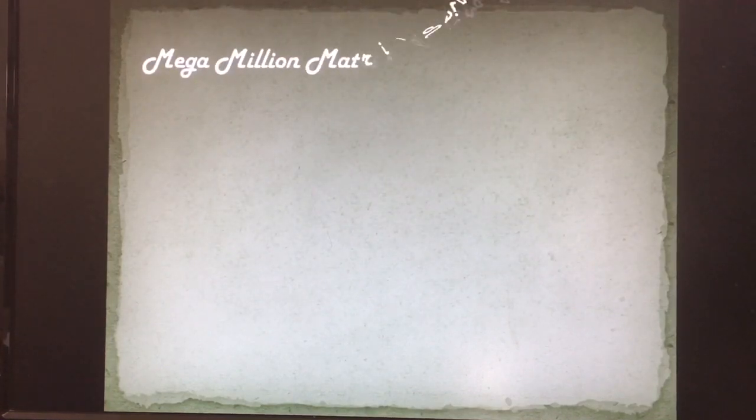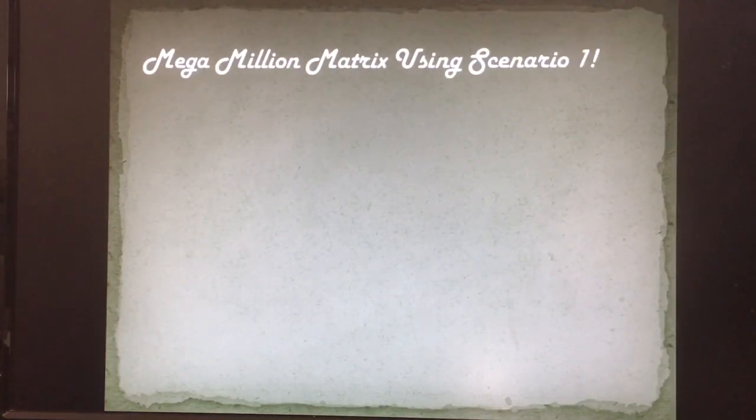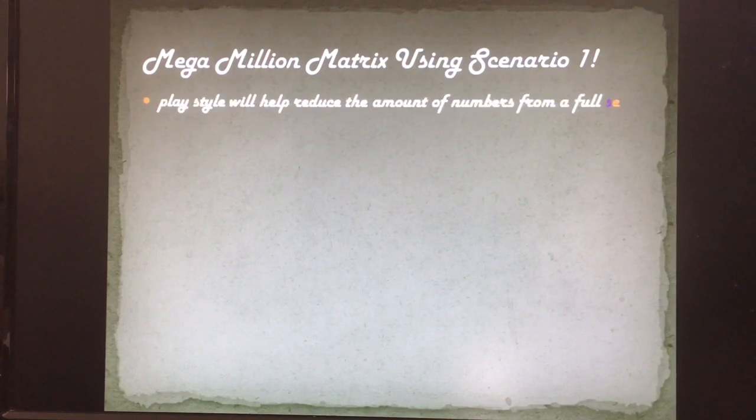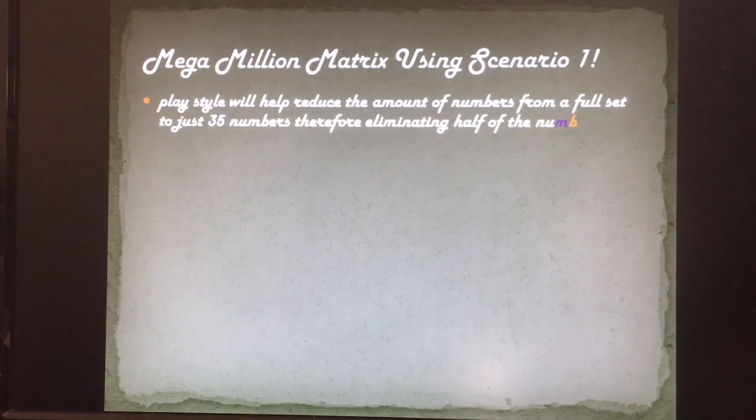And the Mega Million Matrix using scenario 1. Let's take a look at that first. And the play style will help you reduce the amount of numbers from a full set to just 35 numbers, therefore helping you eliminate half of the numbers.